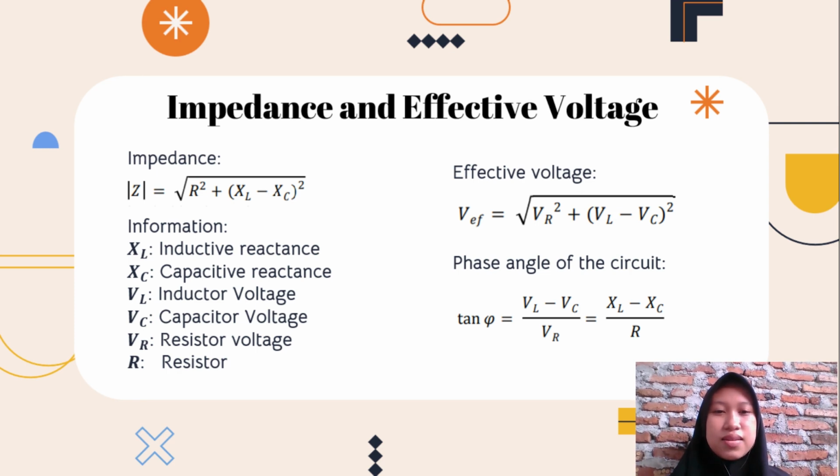And the effective voltage, or V, can be obtained from the following equation: the square root of VR squared plus (VL minus VC) squared. And the phase angle of the circuit can be obtained from (VL minus VC) over VR, which is equal to (XL minus XC) over R.